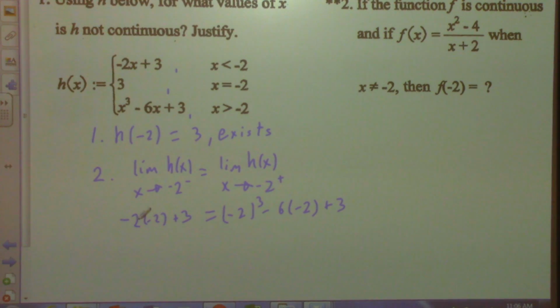So on the left side, what do we have? 7. We have 7, right? 4 plus 3 is 7. And on the right side, that's going to be negative 8. Is that right? Yes. Negative 8 plus 12 is 4, plus 3 is 7. So therefore the limit as x approaches negative 2 of h of x exists and equals 7. Now what conclusion can we make in step 3?